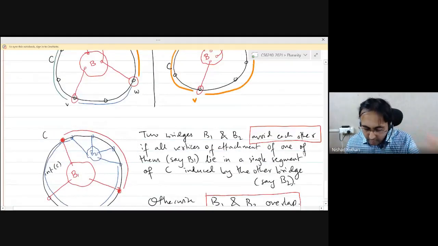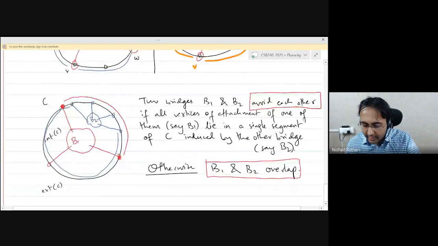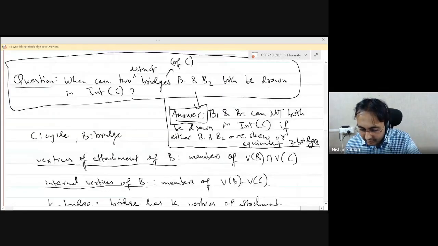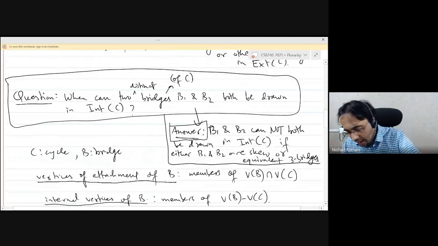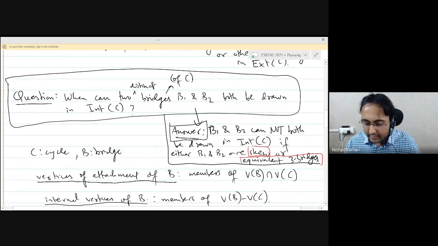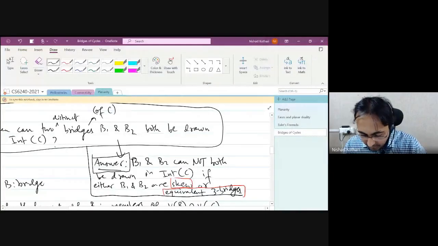And what we are going to prove next is that when two bridges overlap, it's precisely because of two possibilities that we discussed yesterday. Either the two bridges are skew or they are equivalent three bridges. So that's our next result. So let's prove it. It's not a difficult proof.